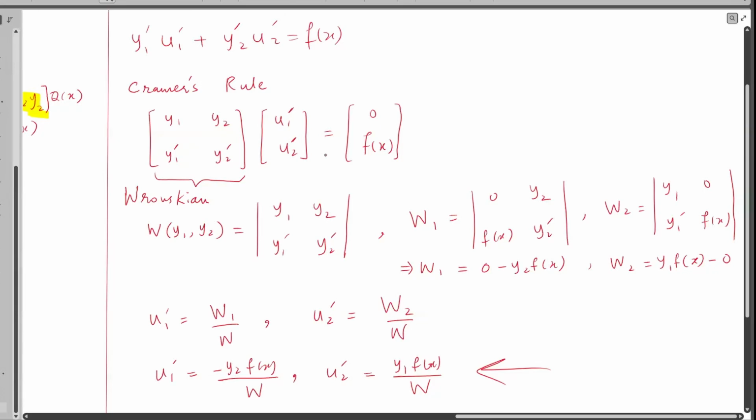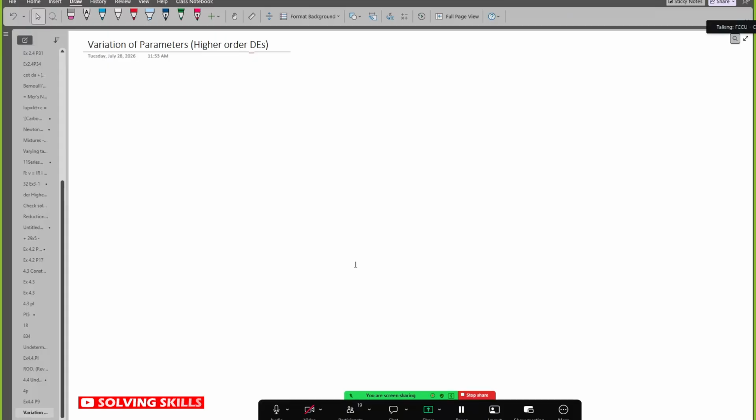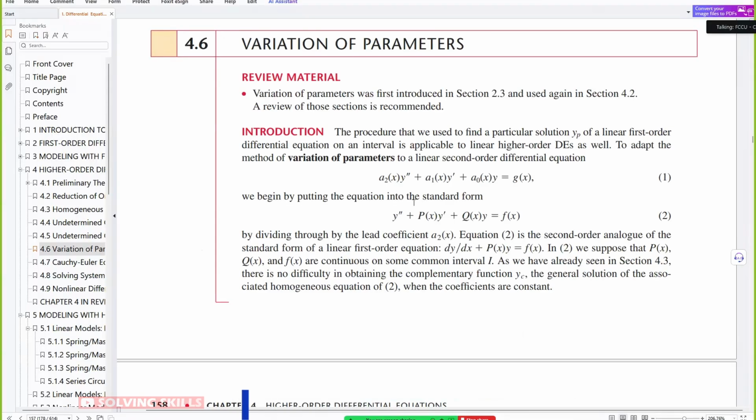And then you divide W1 by W to get u1 prime. Variation of parameters for higher order differential equations. This is a parallel to the undetermined coefficients method.